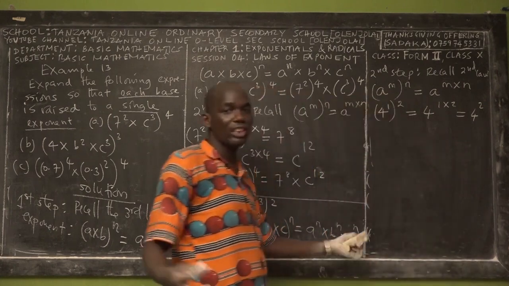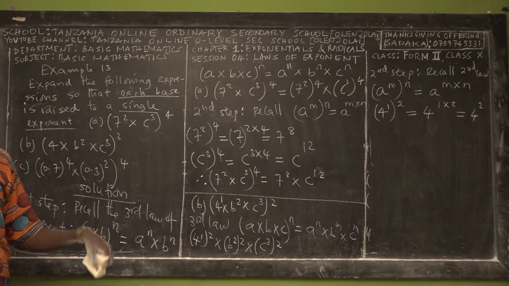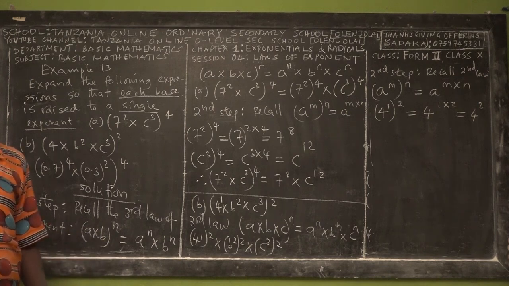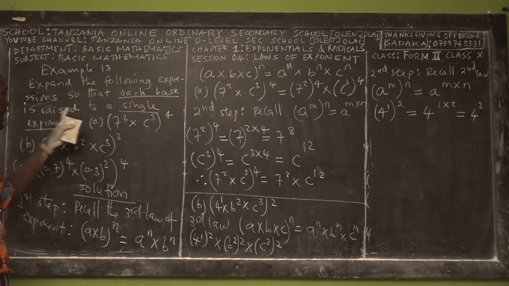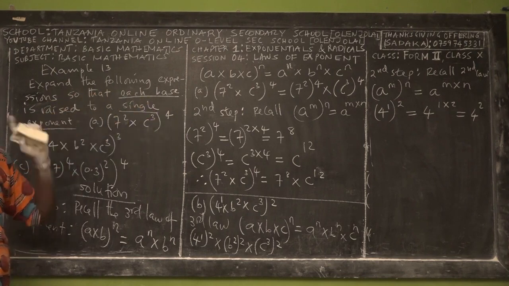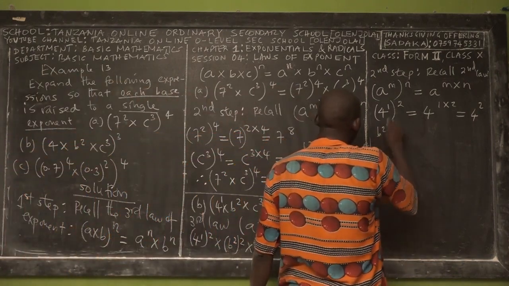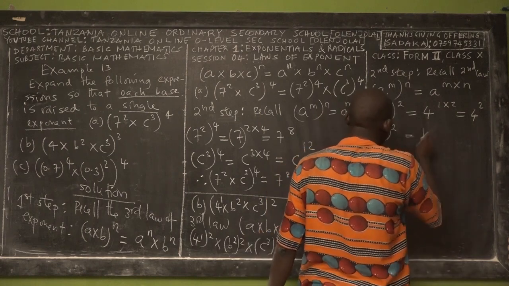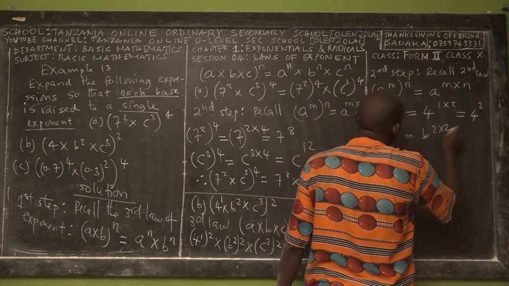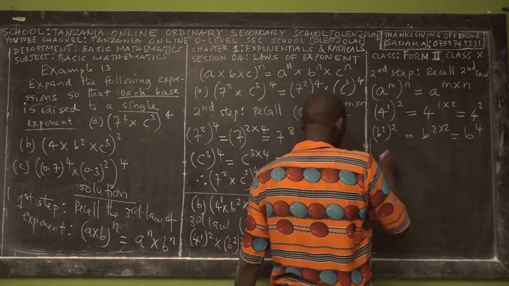You are not allowed to find a value. You are being asked to write each base raised to a single exponent. Read the question: expand the following expressions so that each base is raised to a single exponent. So you go for the next part, B. B power 2 power 2, right? This is equal to B power 2 times 2, which is B power what? 4.